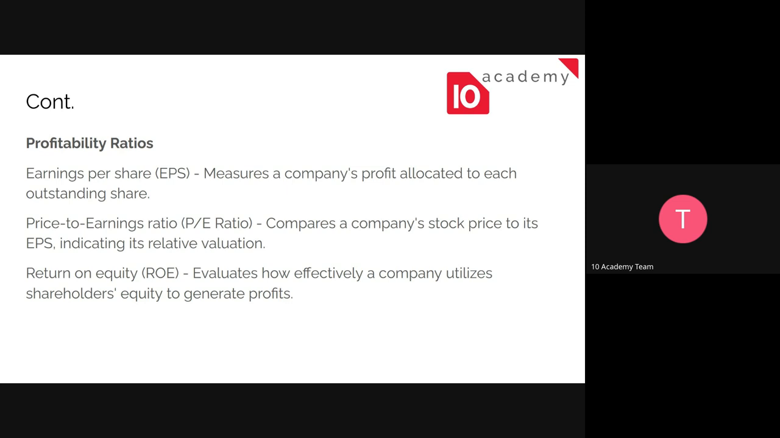And the last profitability ratio is return on equity. So how effectively the company utilizes stakeholders' equity to generate profit. So how much did they invest and how much profit did the company make in the given financial period?